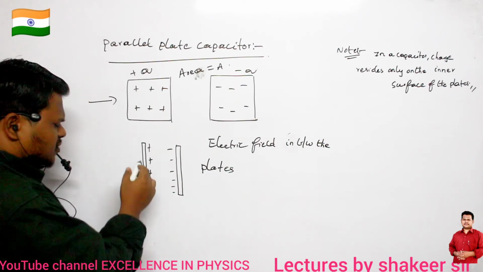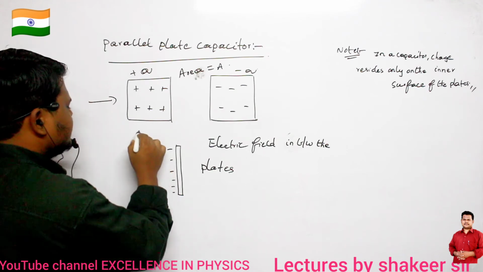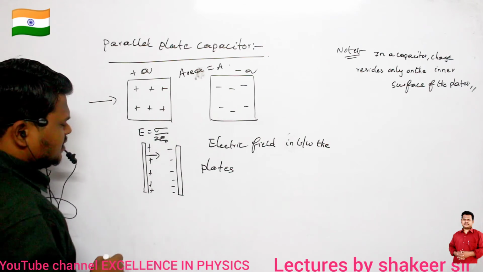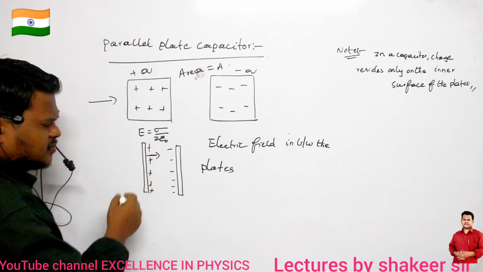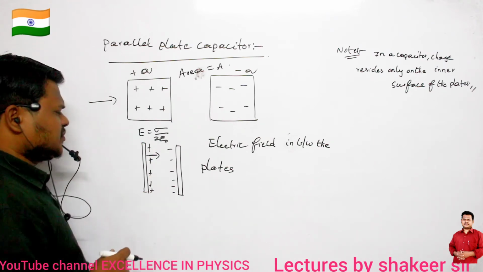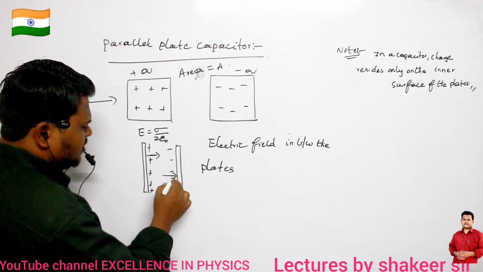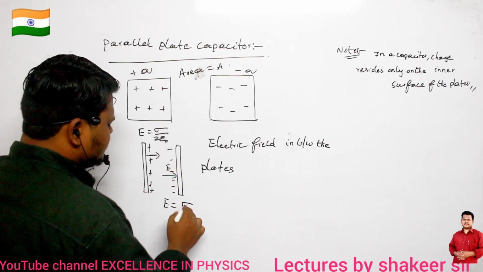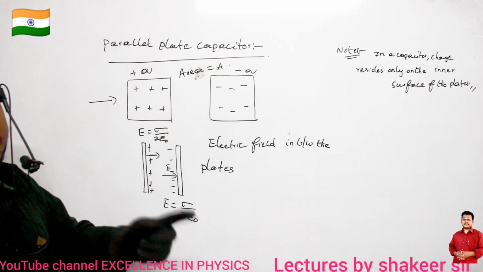What is the electric field because of one plate? Electric field because of one plate is E equals sigma divided by 2 epsilon naught. And it will be in this direction because electric field will always be away from the positively charged plate. Electric lines of force are always away from the positively charged body. Because of the negative plate also, electric field will be in the same direction, and it is again E equals sigma divided by 2 epsilon naught. Already we have studied these equations previously.